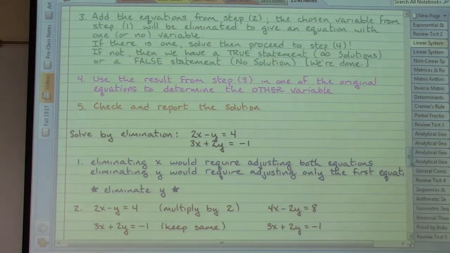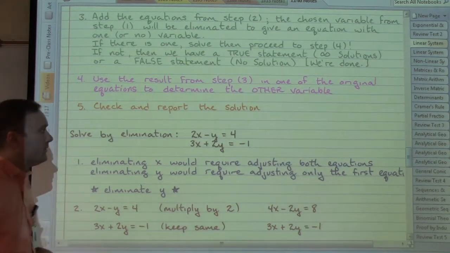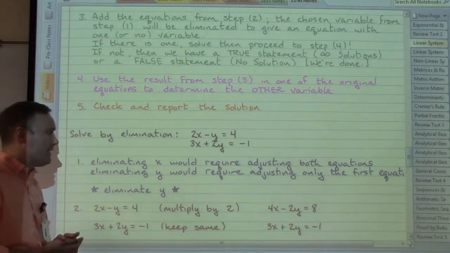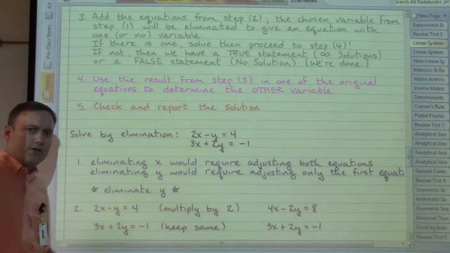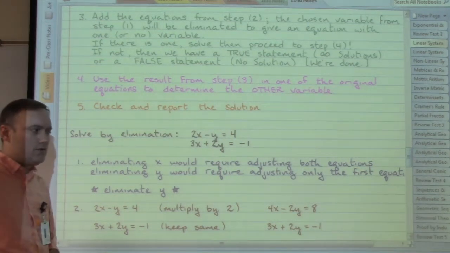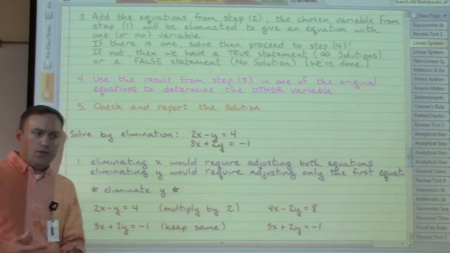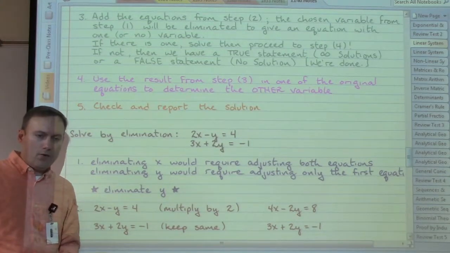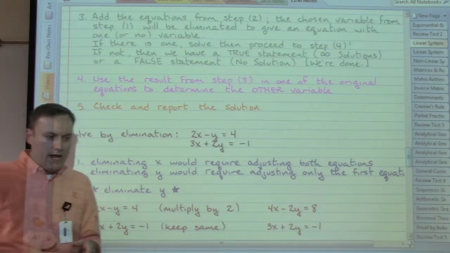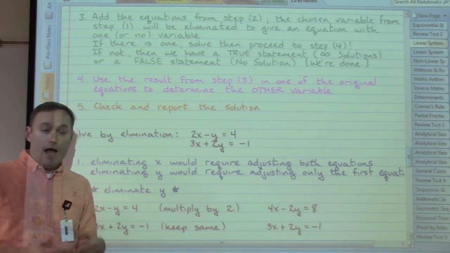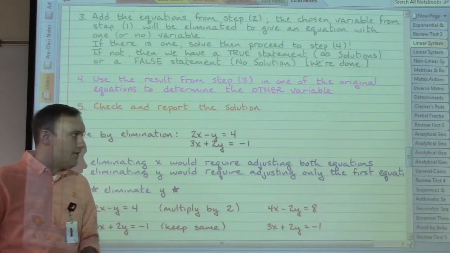So let's take a look at an example here where we have those steps mentioned, and let's try not to go too far along before we don't have our steps written up on the screen any longer. With the first step, we want to choose which of our variables to eliminate. And in step 2, we're saying we're going to adjust one or both of our equations so that we're going to have the same number with opposite signs in front of our variable.